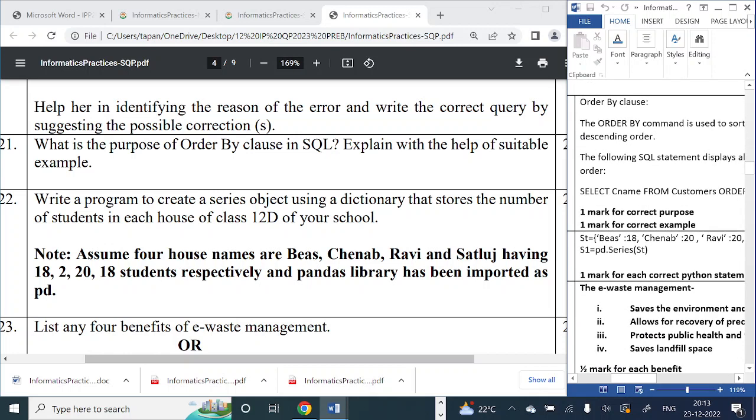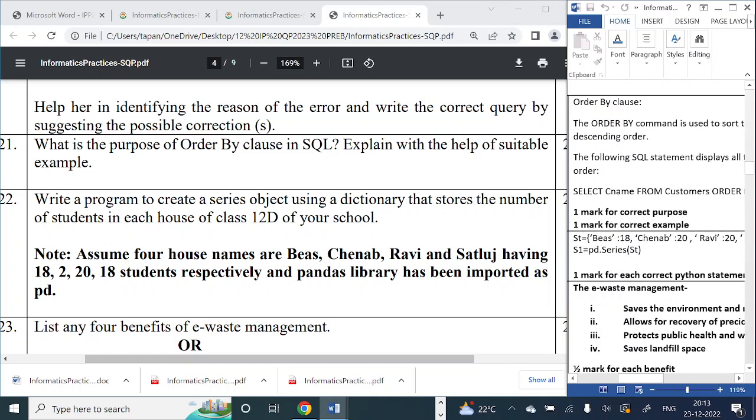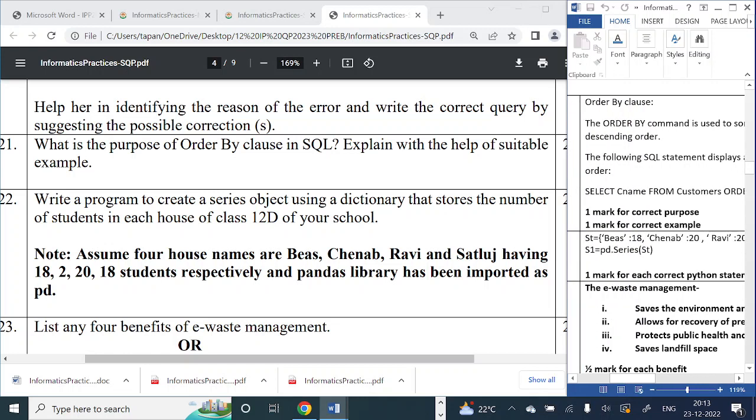Here you can see the answer. Order by clause is used to sort or arrange the records in ascending or descending, and the syntax you can write here. Select, like they have given an example, select CNAME from customer, order by CNAME. So here the names will be arranged in alphabetical order and it will show only the customer name.